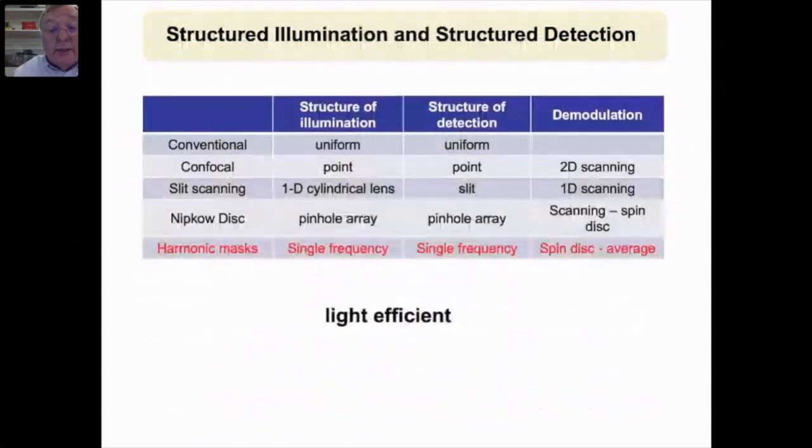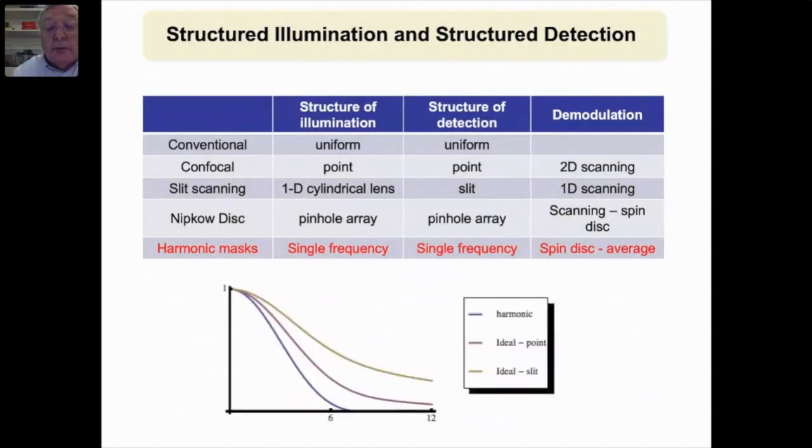And if you do that, and if you get the frequency of the grid correct, it's very light efficient, and actually one can get enhanced optical sectioning. The blue line here is the ideal optimum spatial frequency for sectioning. The purple line is the ideal point scanning confocal, which of course doesn't exist. And the other one is the ideal slit detector.